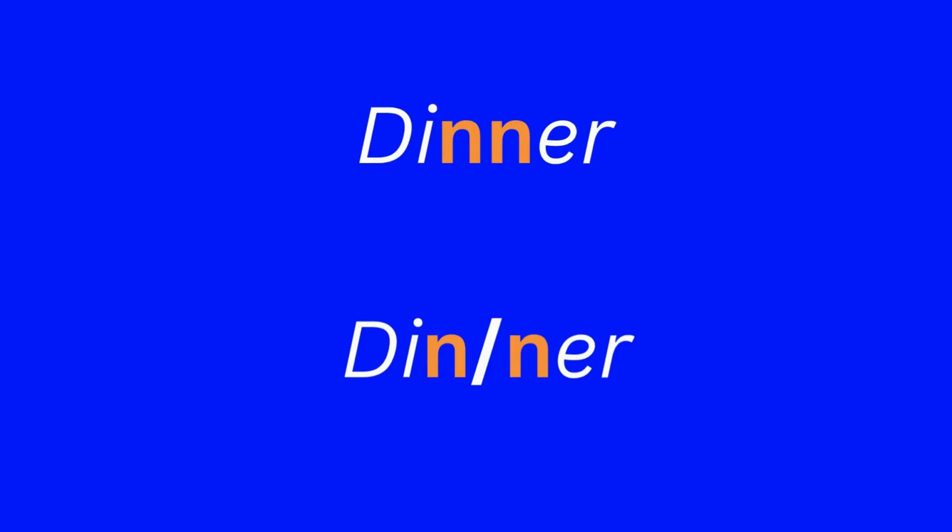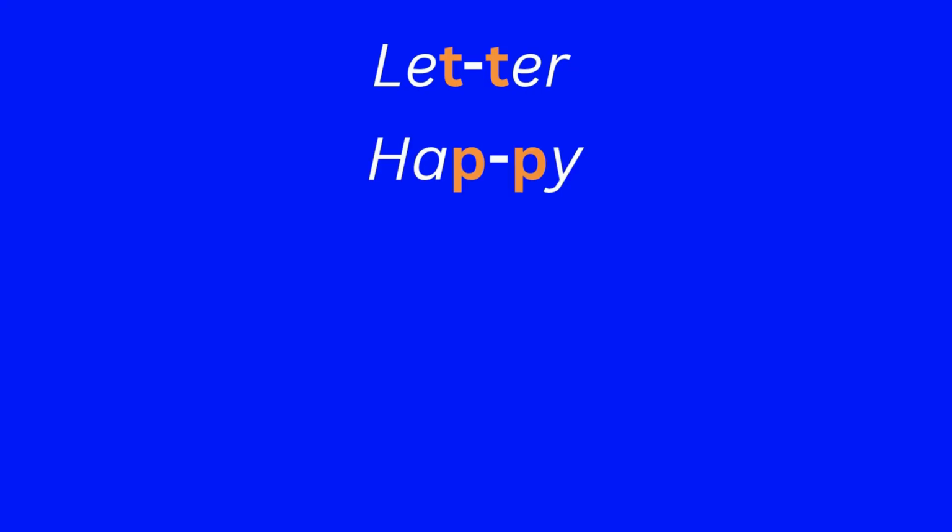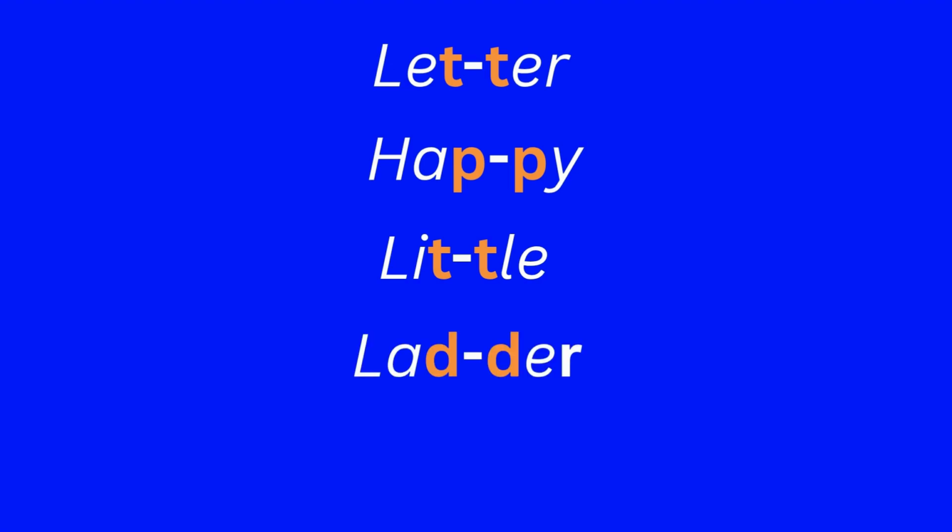word between those letters. Let's practice the words again, slowly. Let, ter. Hap, py. Lit, tle. Lad, der. Din, ner. Each word becomes easier to pronounce when we divide it correctly into syllables.